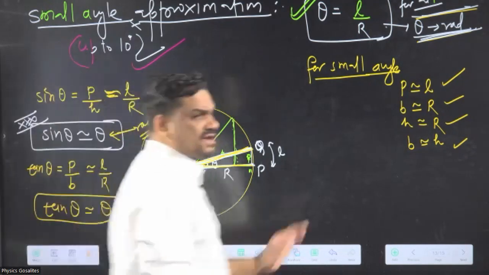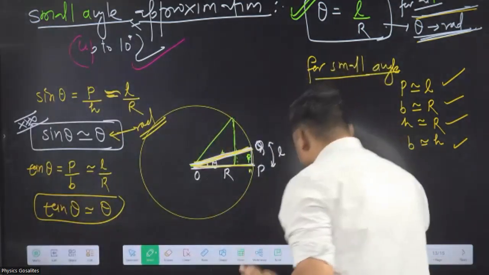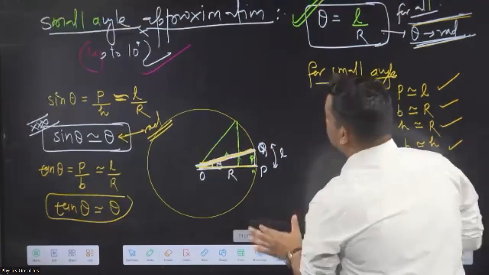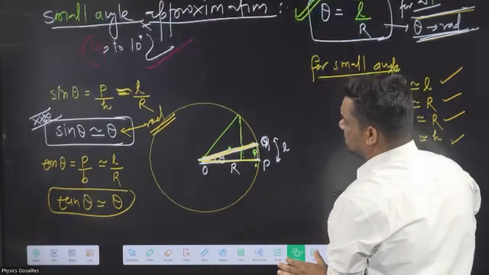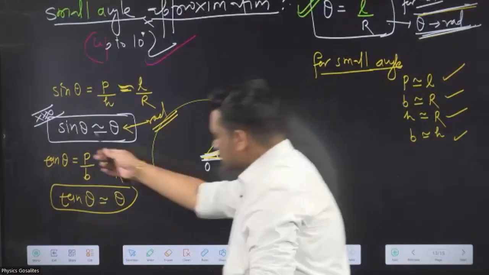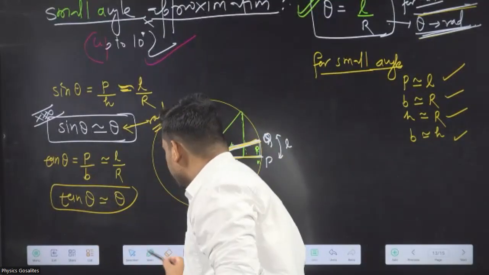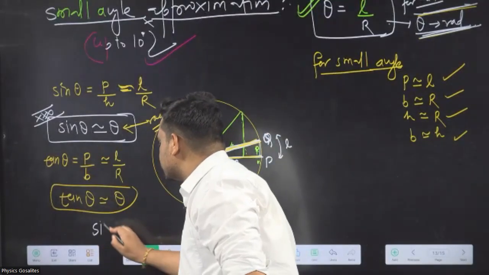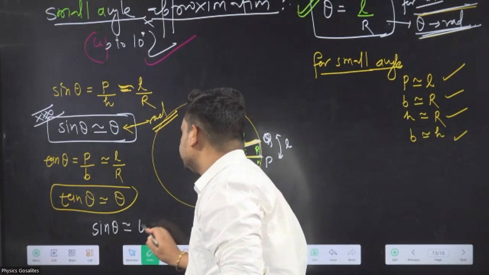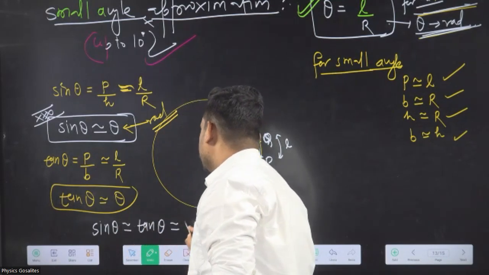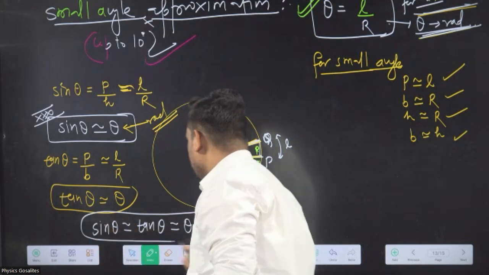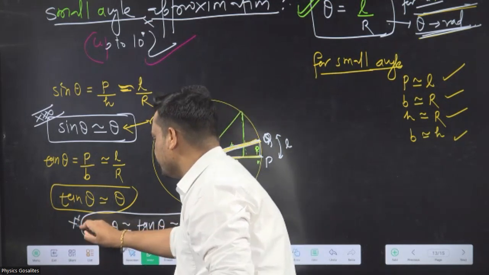So can I say for a small angle, okay? I can write here in this one, for a small angle, sine theta, tan theta, this is theta. So we can write for a small angle, sine theta equal to tan theta equal to theta. Don't forget this result for 2 years.